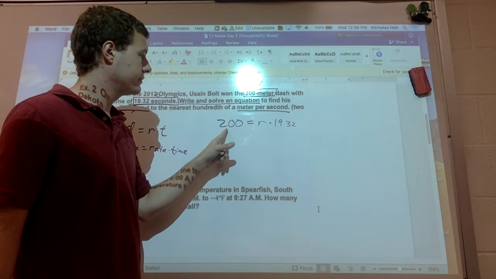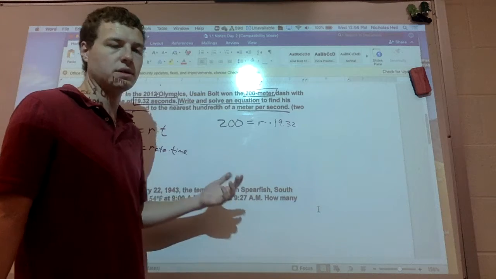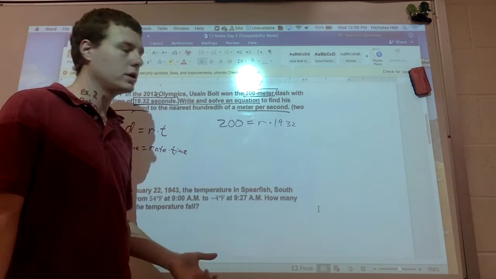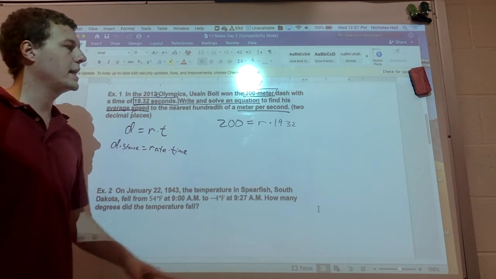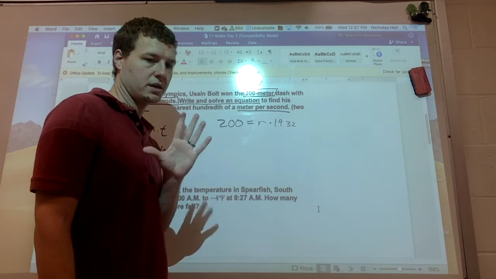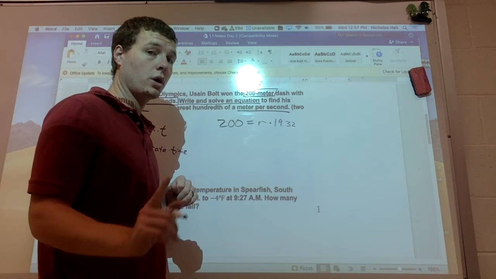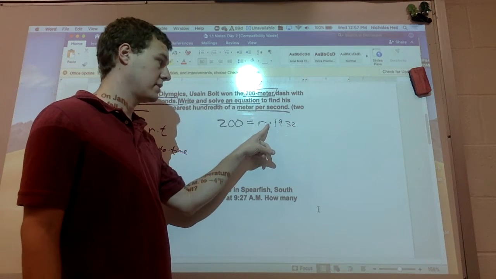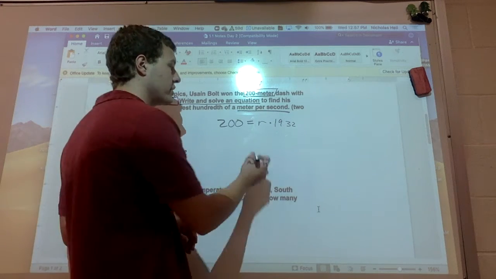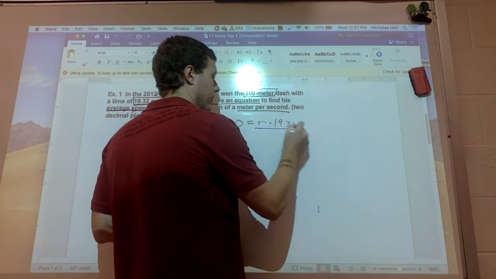Well, I have 200 equals r times 19.32, and I want to solve for r, the unknown, the speed. So how do you get rid of that 19.32? Think about it, take a moment. Hopefully you said we're going to divide because we are multiplying by 19.32, so the inverse operation there, I'll do this in a different color, is to divide by 19.32.